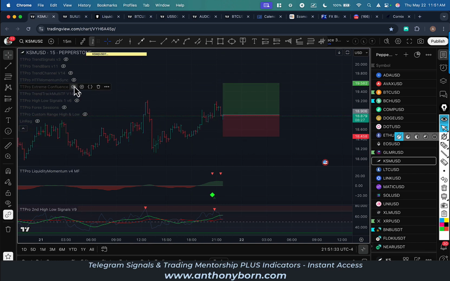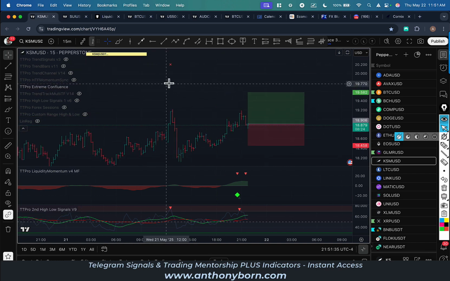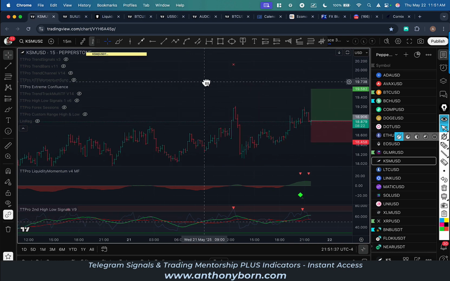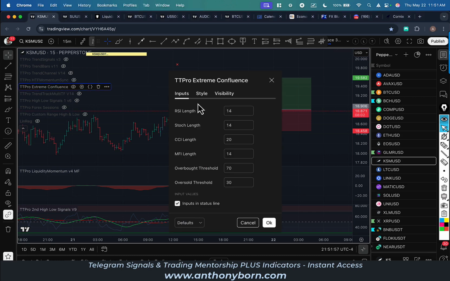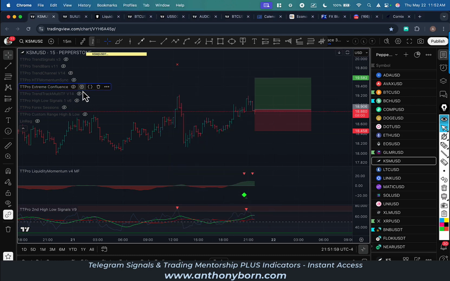This one here is extreme confluence, right? So that will tell you when you might want to consider exiting a trade. That's overbought and oversold. Yeah, and you'll see little green crosses as well. Confluence, extreme confluence, nothing there to do with that. Just leave it alone, right?